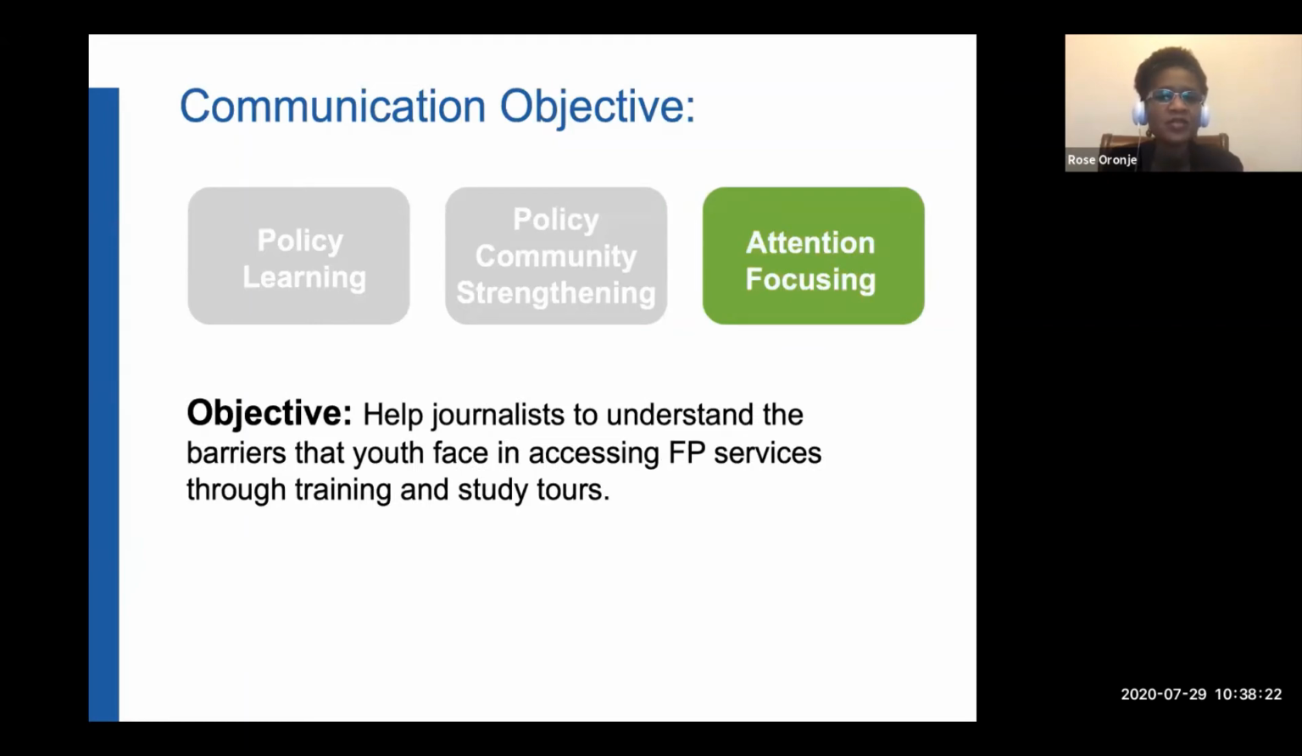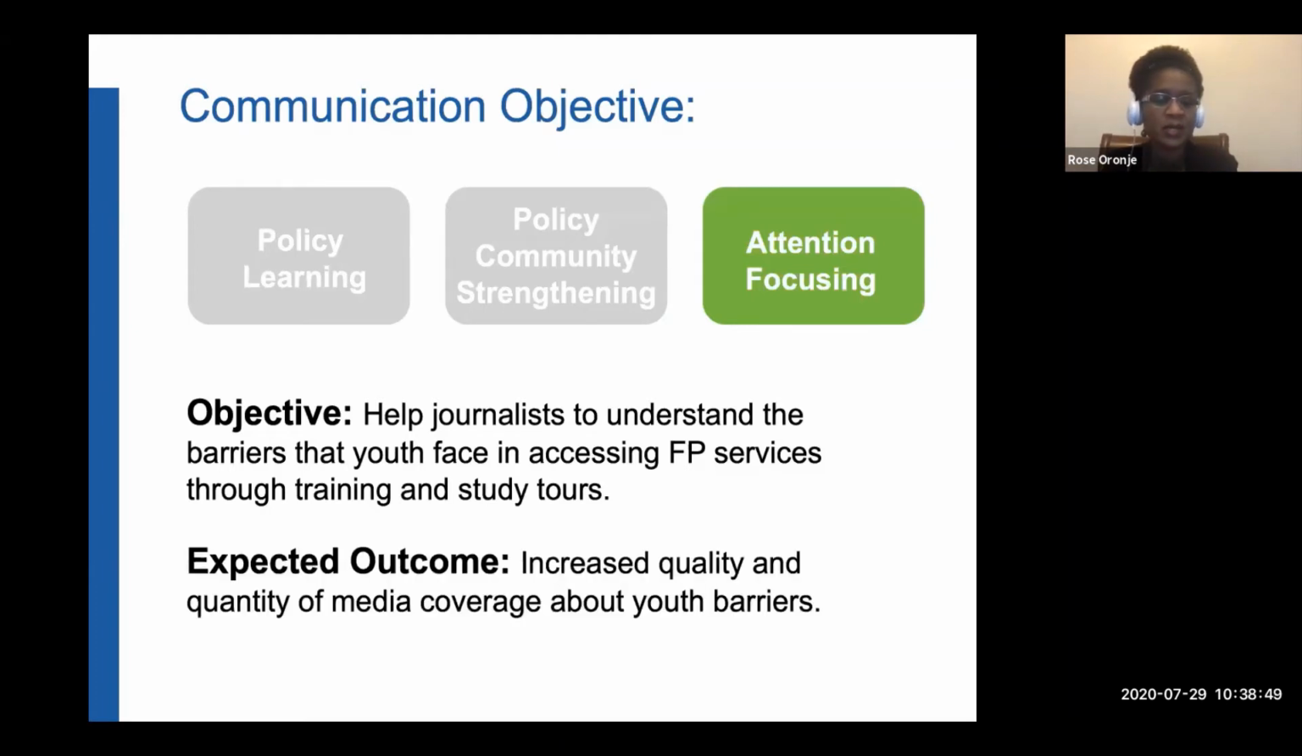If you're thinking about focusing your communication efforts on attention focusing, again, as I said, largely here your work will be with the media to create wide-ranging awareness of the issue, its implications, and what needs to be done. A possible objective here could be to help journalists understand the barriers that youth face in accessing family planning services through training and study tours. So those are some of the things you would do with the media and with journalists. The expected outcome here would be increased quality and quantity of media coverage about your issue, in this case the barriers that youth face in accessing reproductive health services.